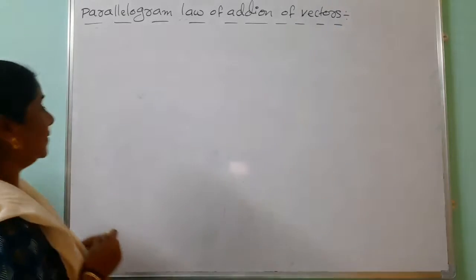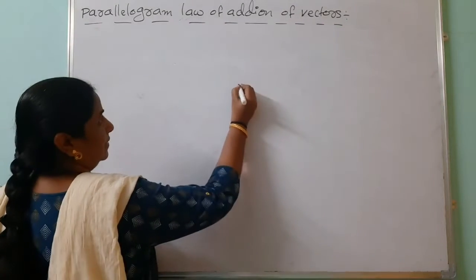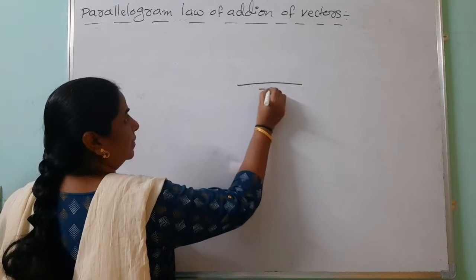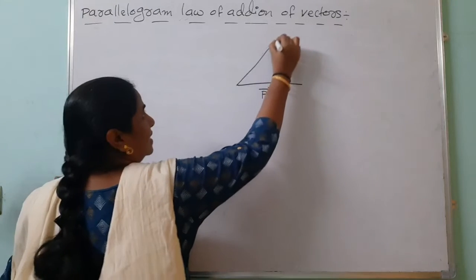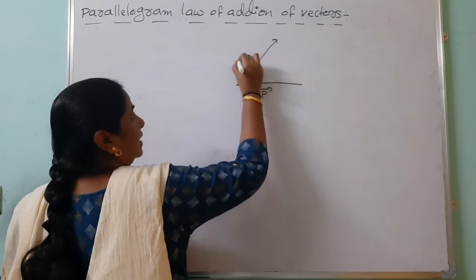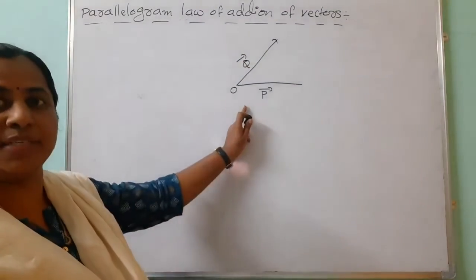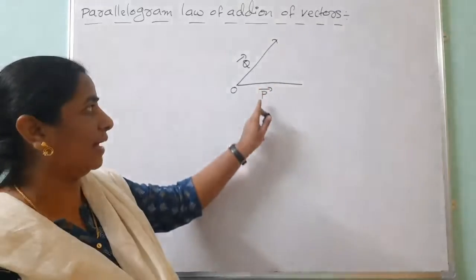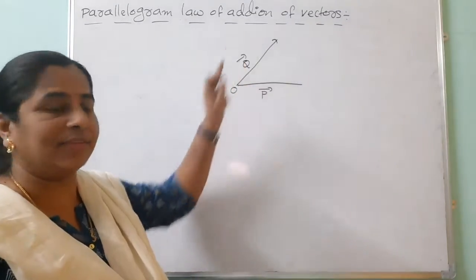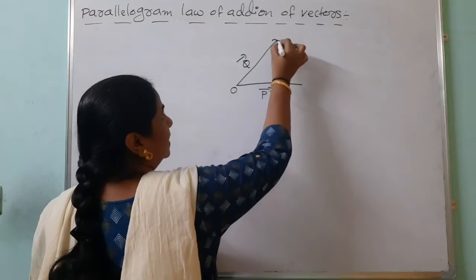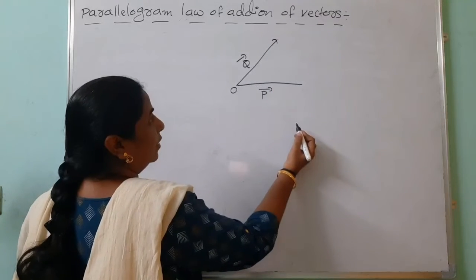Look here. We are taking two vectors. Both the vectors are starting from the same point. One is P bar, another one is Q bar. These two are starting from the same point, and these are representing two adjacent sides of the parallelogram. Then the resultant is represented by the diagonal passing through the origin.